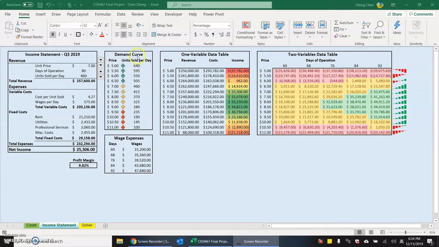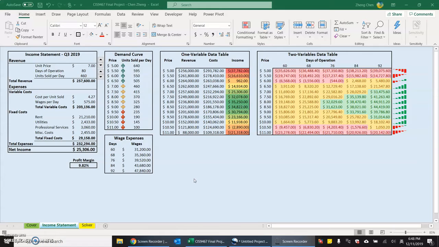Also, there are two concepts that I want to introduce. The first one is the demand curve. Since our variables include the unit price and the days of operation, as we increase the price, we expect there are fewer customers, so fewer units sold per day. And also, as we increase the days of operation, we expect the wage expense to go up. And those are all the basic concepts to understand this business model.